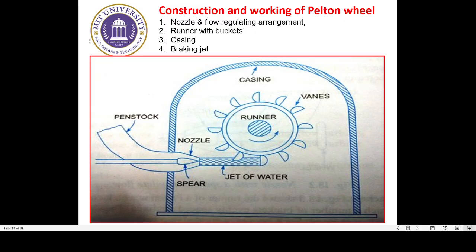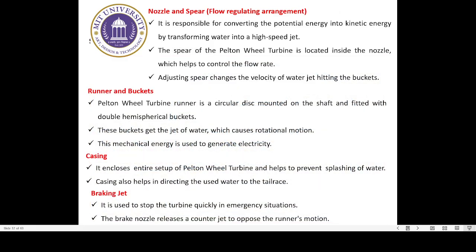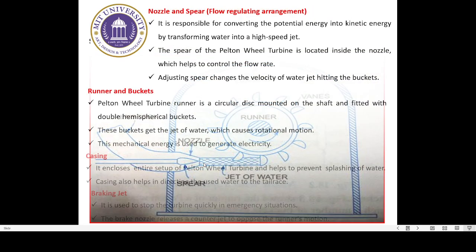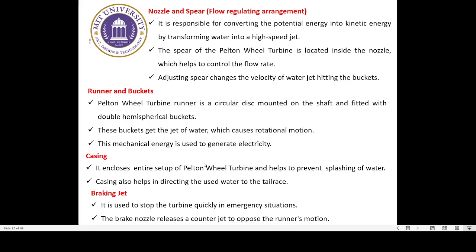As far as the nozzle and the flow regulating arrangement is concerned, the amount of water striking the buckets or the vanes is regulated or controlled by providing a spear in the nozzle, as shown in the arrangement. This is the spear, in the needle shape, and the nozzle. By appropriately moving this spear in the forward and the backward direction, it is possible to regulate the flow of the jet of water or the discharge coming out of the nozzle. That's why it is called the flow regulating arrangement.